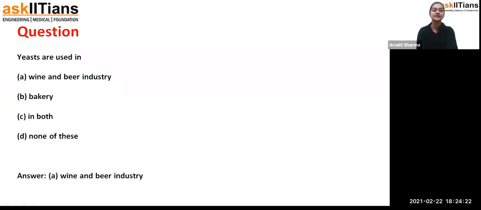Now the third question says that yeast are used in, like, where do we use yeast? If you remember, student, we have already discussed this question maybe in our first or second session. Yeast are used in the wine and beer industries. Why? Because yeast produces alcohol in its respiration process, and alcohol is important for the wine and beer industry, obviously. So option A is the correct answer for this question.